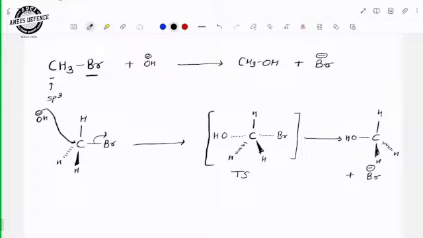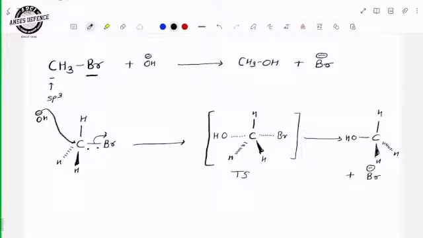Okay. So there is a covalent bond, and covalent bond means what? There is mutual sharing of electrons. So in carbon and bromine, there are two electrons. Now this bromine, what did this bromine do? It took the bonding pair of electrons. Why? Because bromine is highly electronegative as compared to carbon.